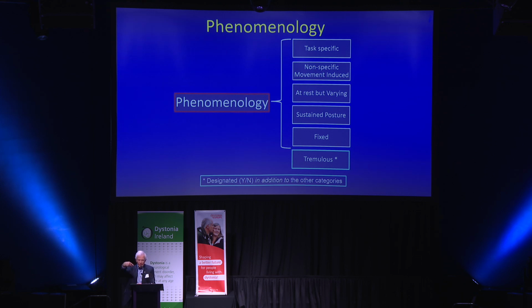And fixed is the limb is in a position, and no matter how hard we try, we can't get it out of that position. And that's very uncommon for the isolated forms of dystonia. It is sometimes seen with very rare severe degenerative diseases, and when we see a patient who abruptly has this, it's sometimes an indication of psychological problems.